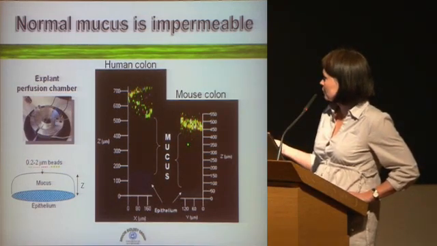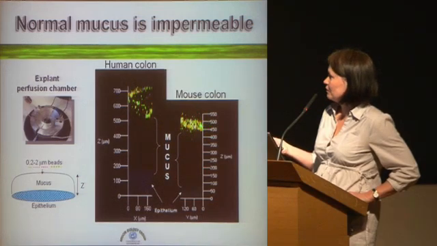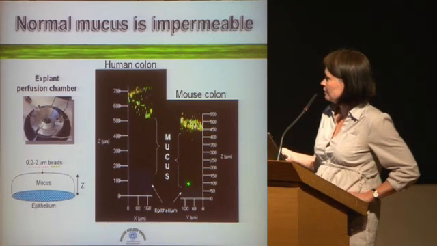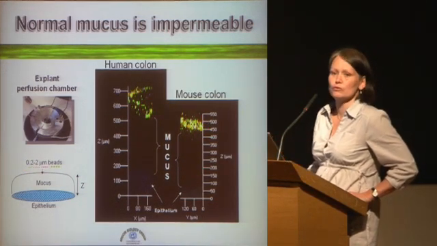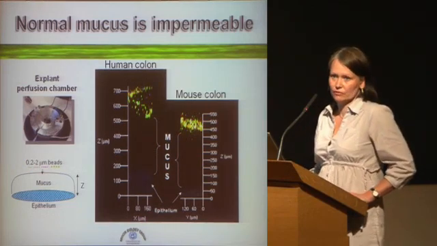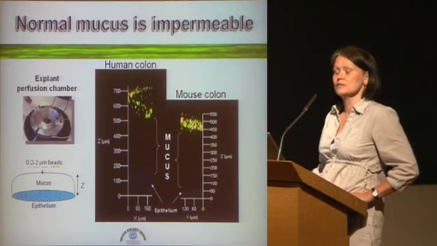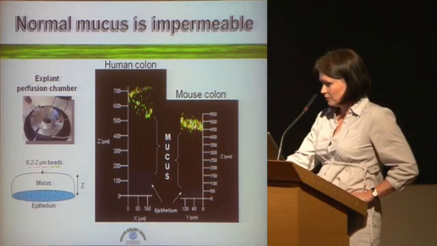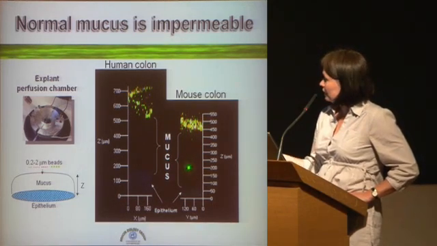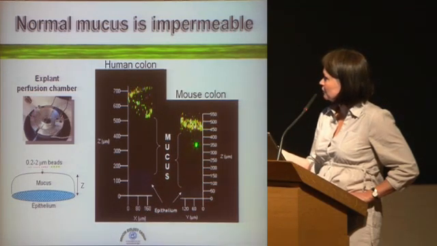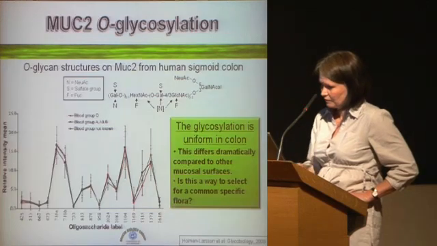While in mouse, most of the time we don't see beads traveling through, but at some points, as you can see here, some of the 0.2 and 0.5 micrometer beads can get through, but never 1 micrometer beads. So this is an impermeable defense mechanism of this mucus layer.